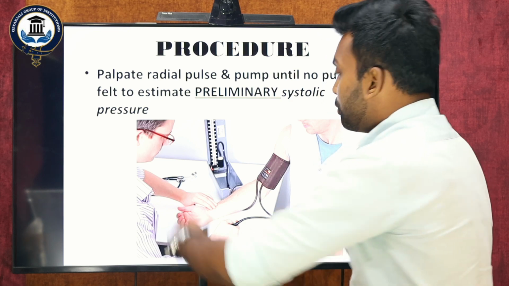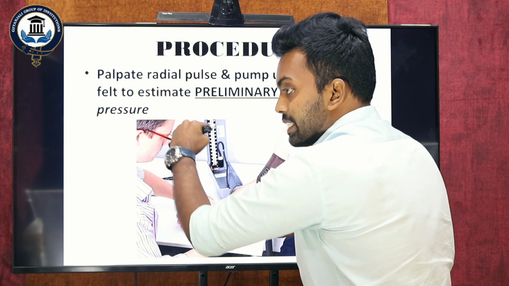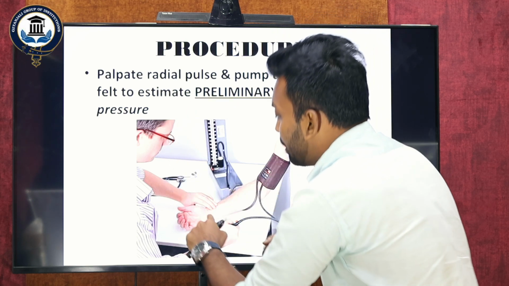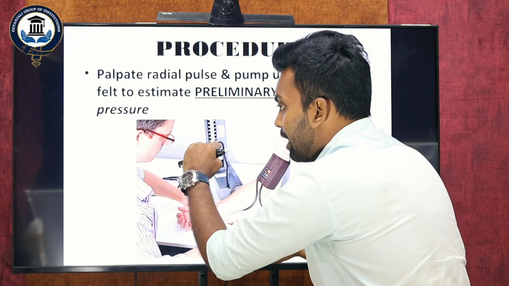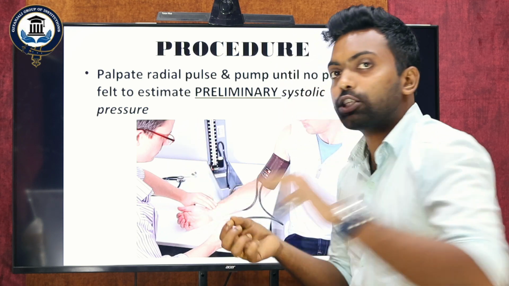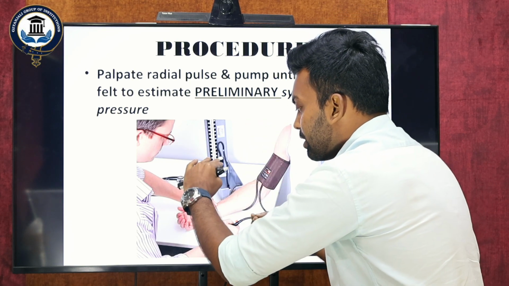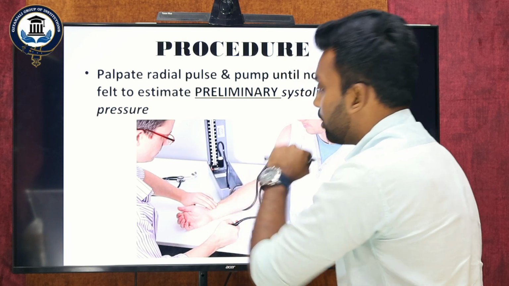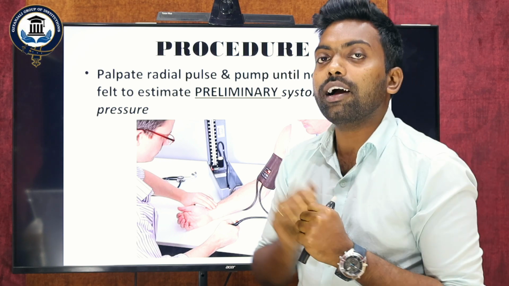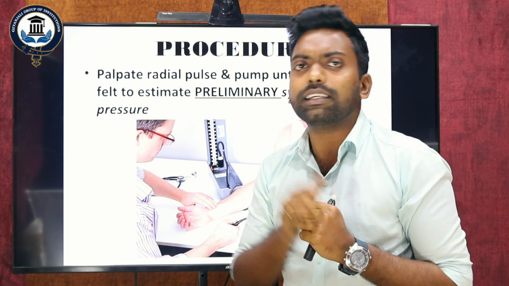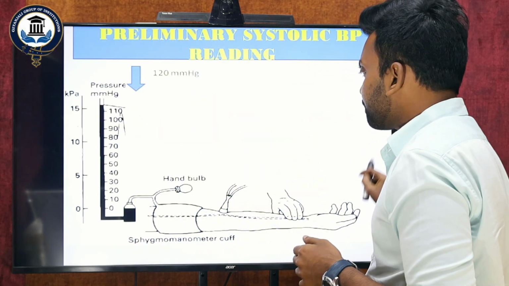One more time I'm telling you, you just pump it. At the top level, when you are not feeling the pulsation here, stop pumping. Then slowly relieve the air, and at one level it will come down, and at one level you will feel the strong pulse. You note that down, that is called the systolic pressure. Continuously and slowly you remove the air from the cuff, then the pulsation will disappear, and you note that down for the diastolic. Yes, this is the exact procedure, and you will get accurate data measuring this blood pressure.